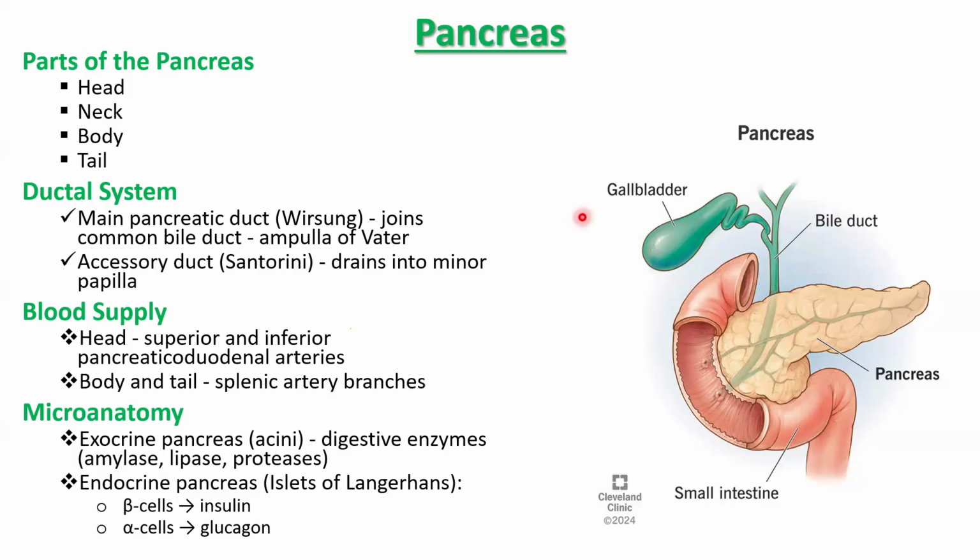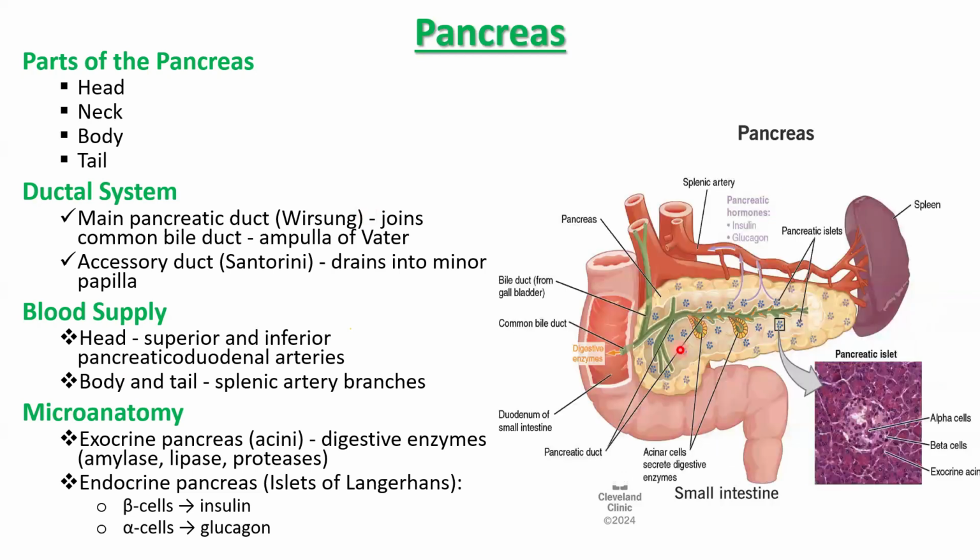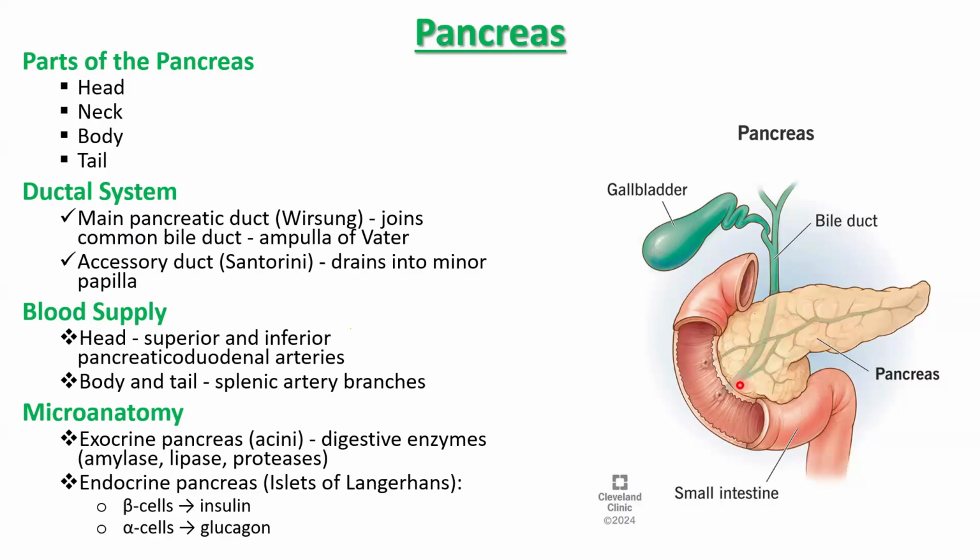Regarding the ductal system of the pancreas, I presume this one has a better view. You can appreciate this is the main pancreatic duct, the main pancreatic duct of Wirsung. Then there's a small accessory duct of Santorini. Just note it has a major pancreatic duct and a small pancreatic duct. The major pancreatic duct of Wirsung and this accessory duct of Santorini.